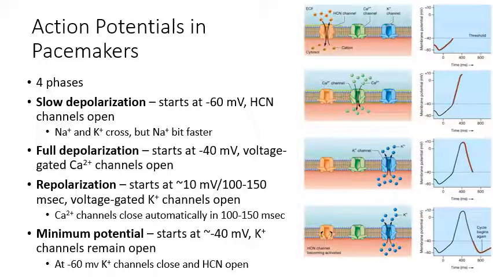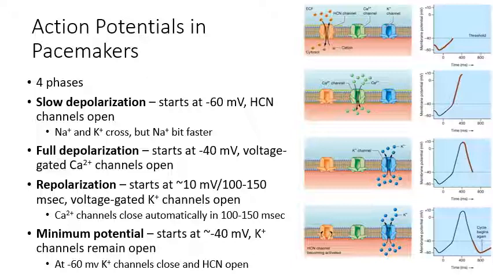When the HCN channels open, since they are non-selective cation channels, you have sodium and potassium both crossing the membrane through those channels, but sodium is going to cross faster than potassium does. Remember that sodium is highly concentrated inside of the cell and potassium is highly concentrated outside of the cell. So when an HCN channel opens and lets both of those cross, sodium is going to be flowing into the cell and the potassium will be flowing out of the cell.